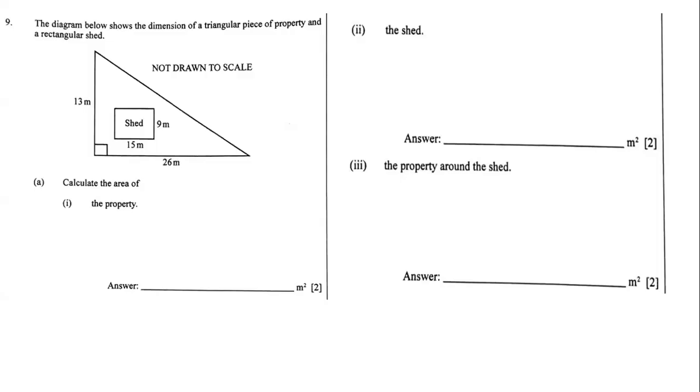Nalia, read the question for me, please. The diagram below shows the dimension of a triangular piece of property and a rectangular shed. Calculate the area of the property. Continue. 2i the shed, and then 3i the property around the shed. Very good.